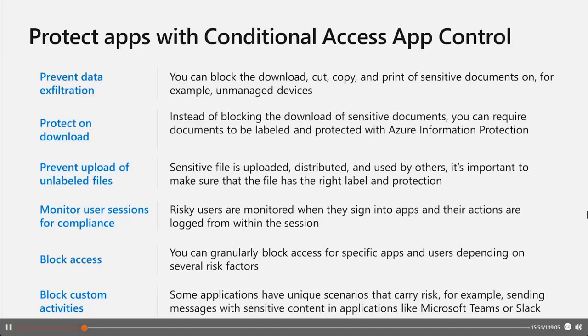Also, you can block custom activities. So you may have unique scenarios that carry a risk, for example, sending messages with sensitive content in applications like Microsoft Teams or Slack. So as you can see, you have a lot of capabilities to protect your applications and your data with the Conditional Access App Control feature set.